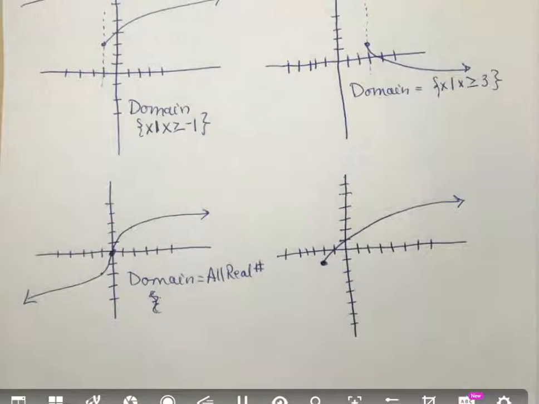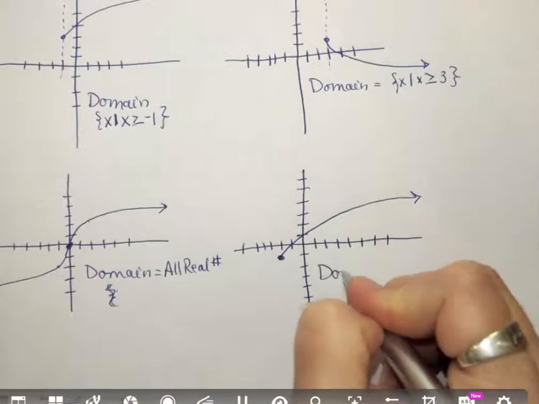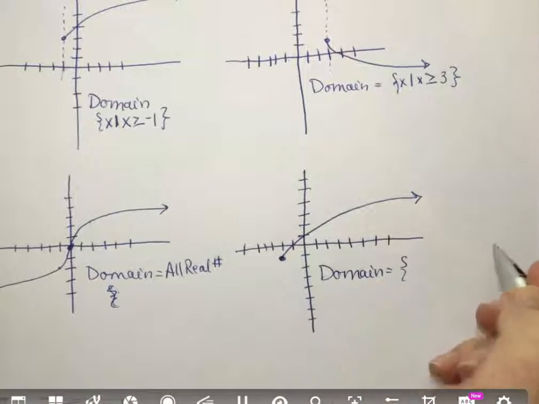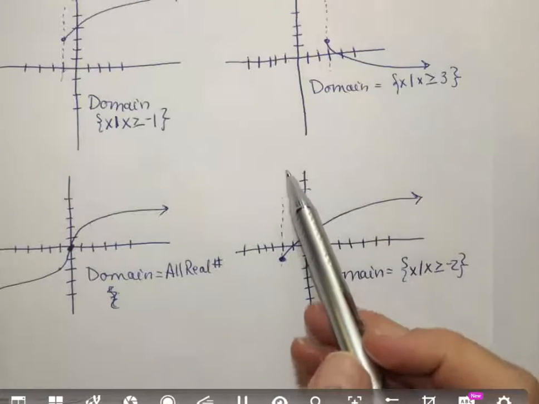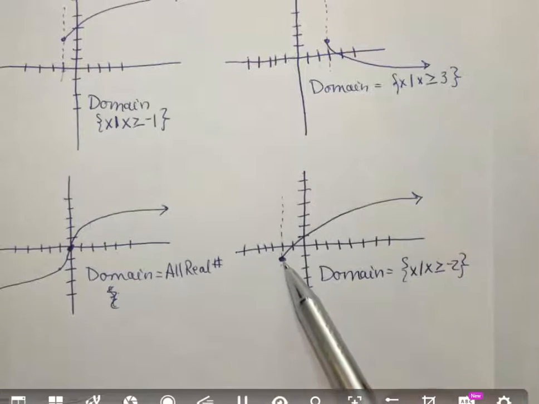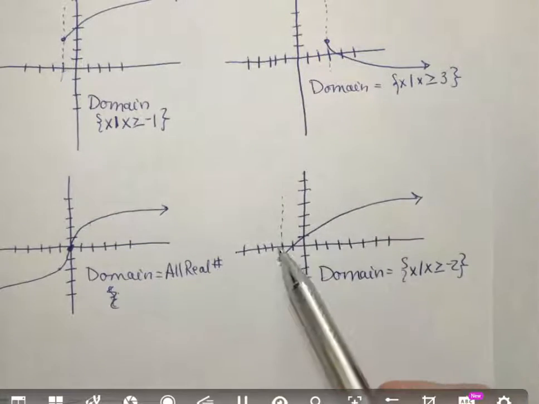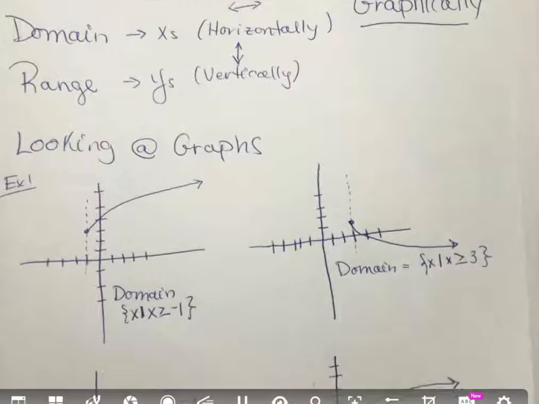All real numbers. Let's take a look at this guy here. So our domain, I want you to pause the video and answer this question, and then push play. Okay, so for this one, it starts at -2. I can always find a value, so everything is bigger than -2, so it would be x greater than or equal to -2. So that's how we look at it graphically.